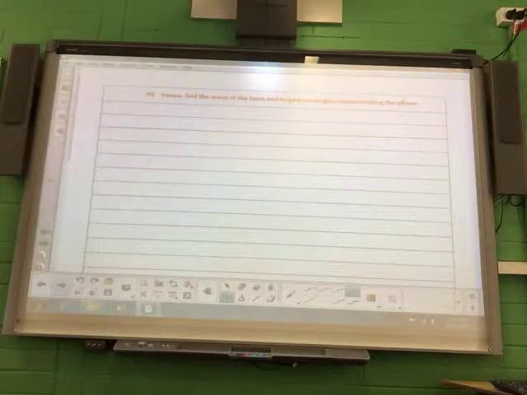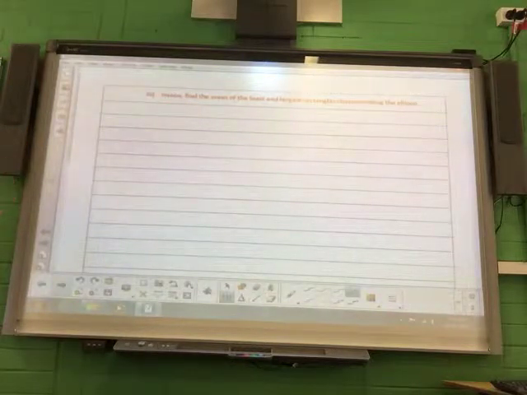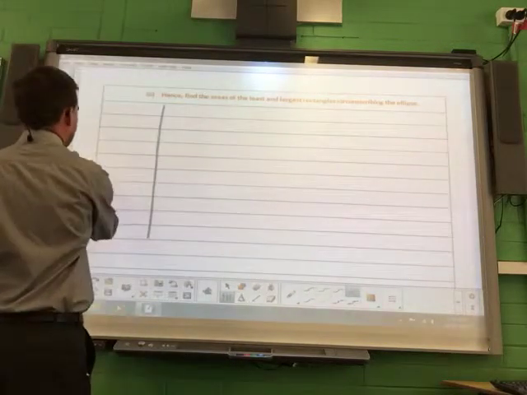Alright? So do you know what circumscribe means? No. Okay, so it means that the rectangle, all four sides, is a tangent to the ellipse. So all four sides of the rectangle touch the ellipse at one point. Okay? So, let's look at our diagram again.